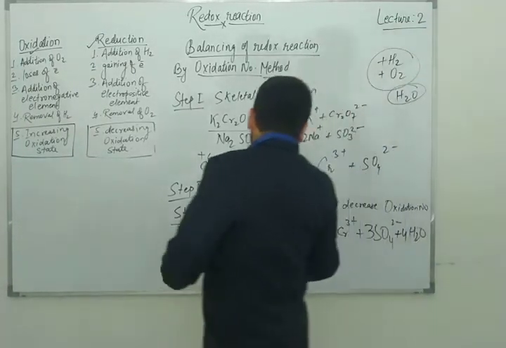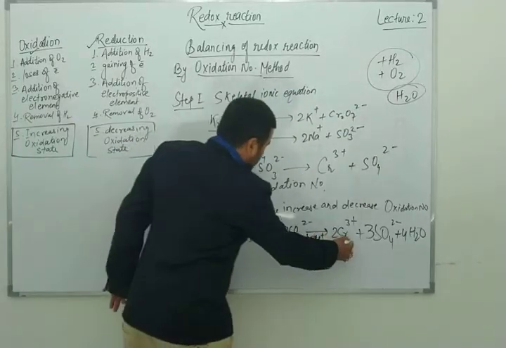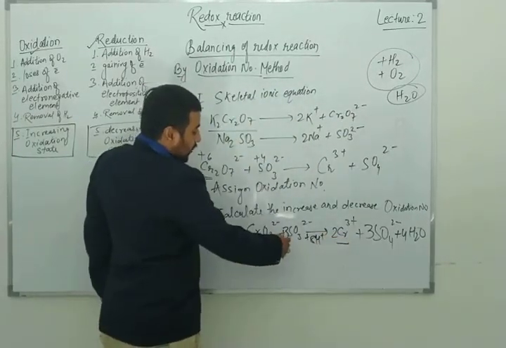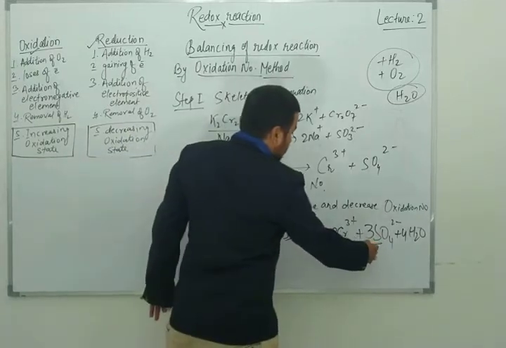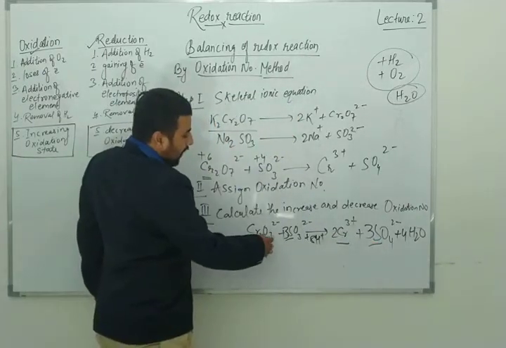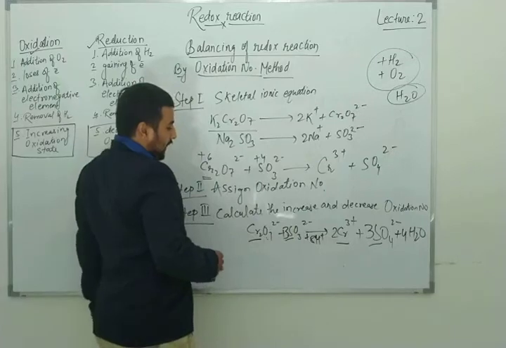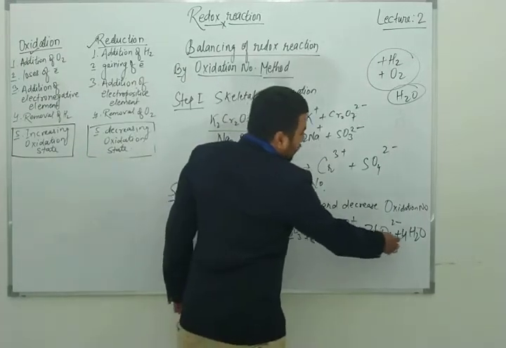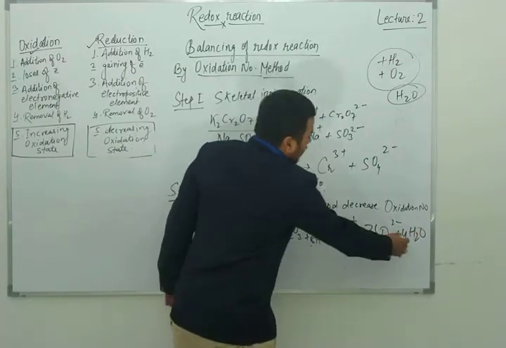Now just see, 2 chromium, 3 sulfur, 3 sulfur. How many oxygen? 7 plus 9 is 16. On the other side, 4 3s are 12 plus 4, 16 oxygen, and 4 2s are 8 hydrogen.